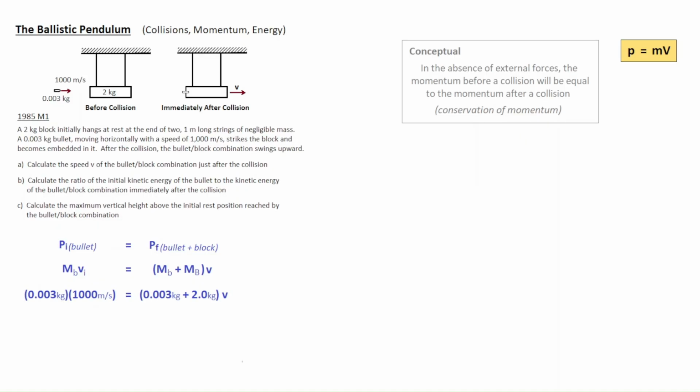Here I'm just plugging in the known information. We were given the mass of each object as well as the initial velocity of the bullet. And now I have what I need to solve for that final velocity v, and I get an answer of 1.5 meters per second. Moving on to question B, we are looking for a ratio.